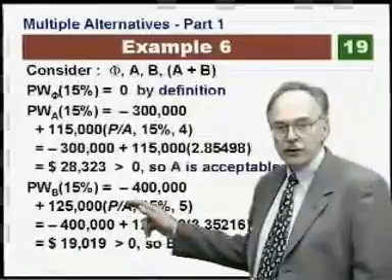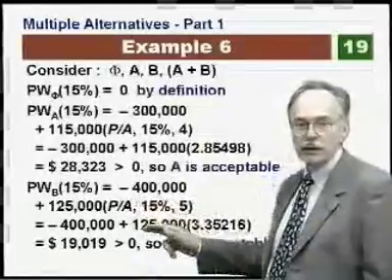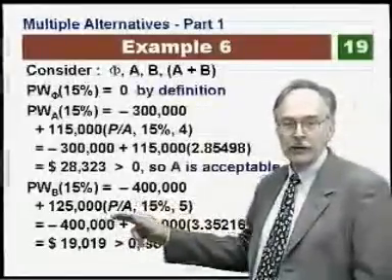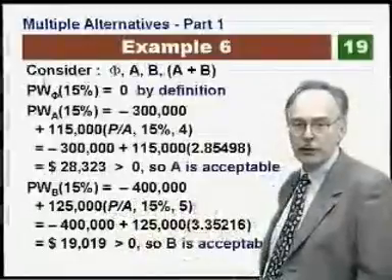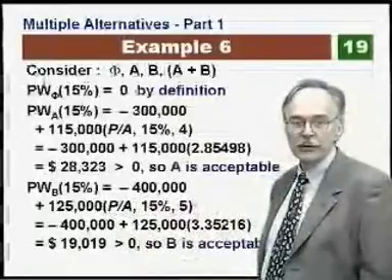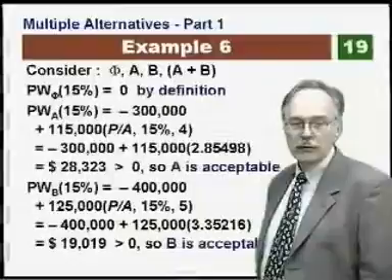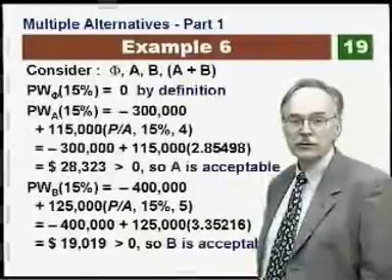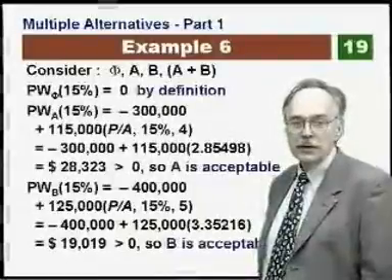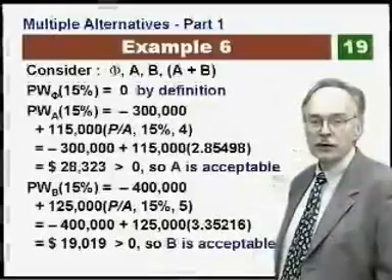The analysis for B is similar. The investment is $400,000. The inflow is $125,000. That occurs for 5 years. We apply a series present worth factor, this time for 5 years. That results in a present worth of $19,019. Since that exceeds 0, project B is acceptable.